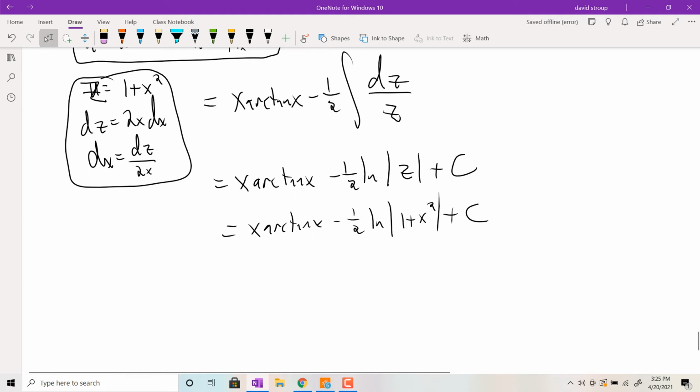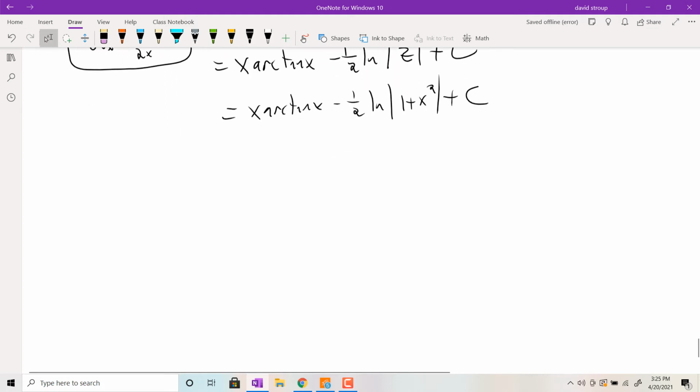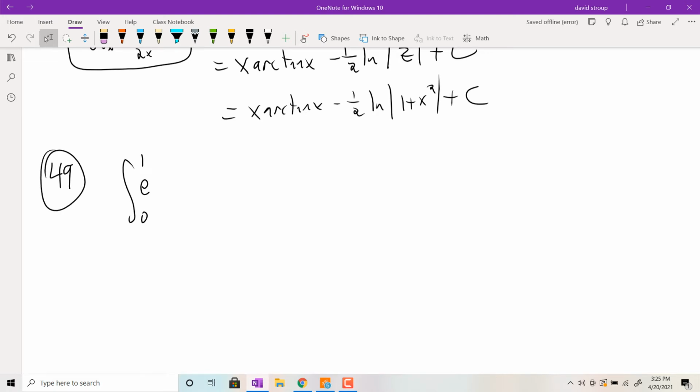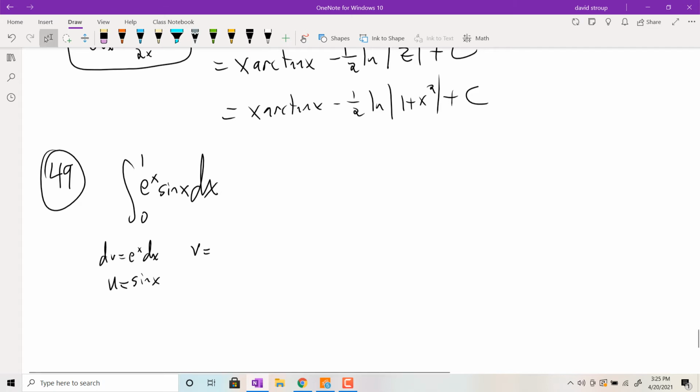Okay, great. Let's see some other versions. So 49 is kind of one of those weird looper ones. So you'll start out and have to do by parts twice, and then you'll end up back where you started. And then you have to use a variable. And on top of this one, we're going to have to evaluate when we're done. Okay. So LIATE says trig before exponential. So this will be e to the x dv, then u will be cosine x.